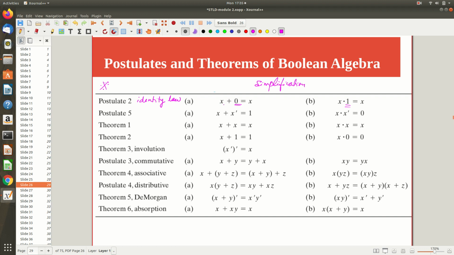As per identity law, x plus 0 is equal to x and x dot 1 is equal to x. If you can remember it that way, it is very good. 0 is the identity of plus and 1 is the identity of dot. You know why it is so.